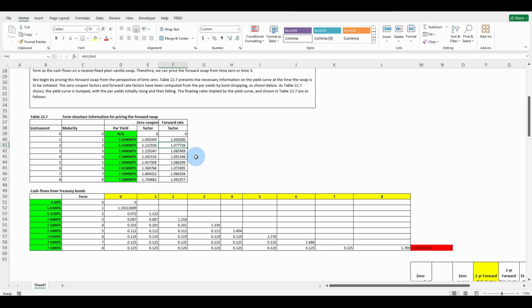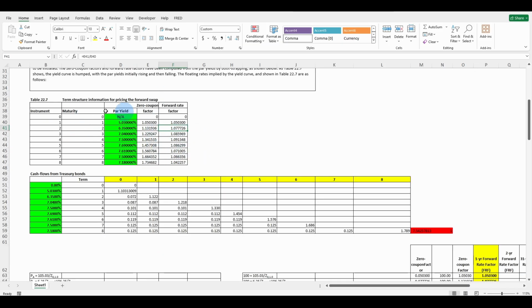Why does this work? You can go in and do the math, and you're going to see if you do some substitution, it will equate. So if you want to try to solve for the par yield or the zero, you can use that formula, and then you can do substitution and some basic algebra.